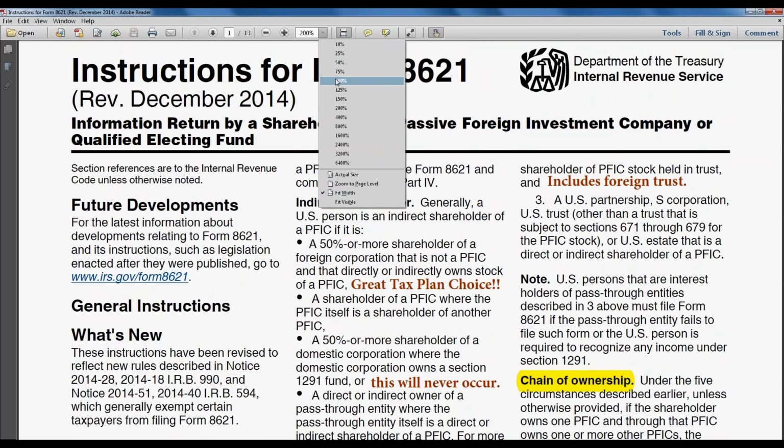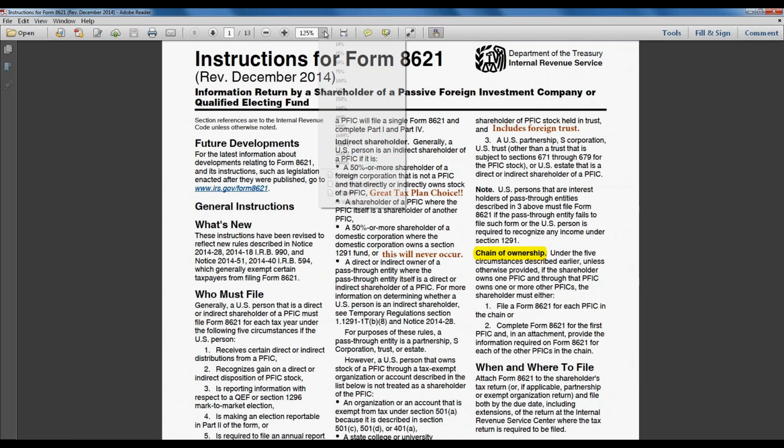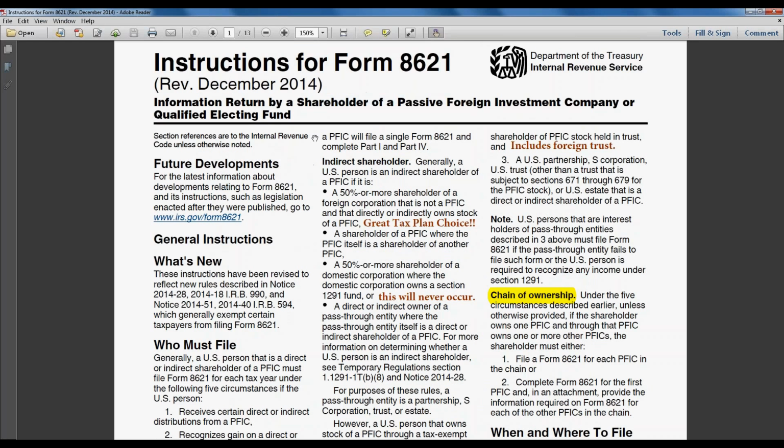So we're going to get up to some of the other aspects here. I can change the screen and make it a little bit easier to fit into my window here. Okay, perfect. So let's get to indirect shareholder. So an indirect shareholder is a 50% or more shareholder. So you don't have to own all of the company. You can own half of it. And I can only imagine how this would cause complete chaos in trying to not pay tax on somebody else's profit. So this is a real great tax planning choice.